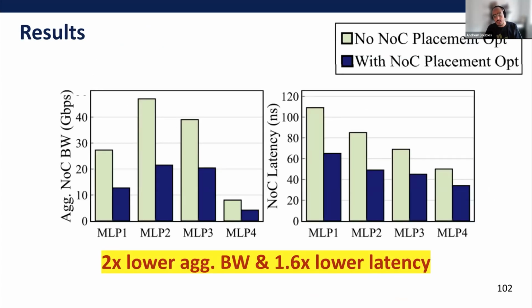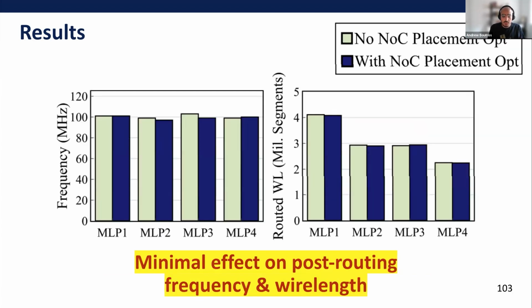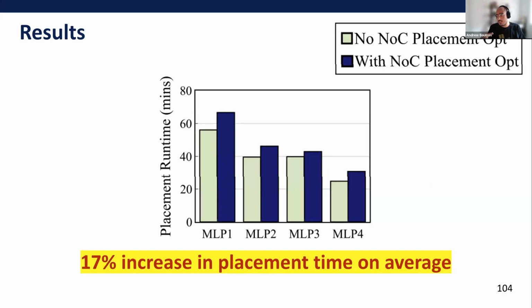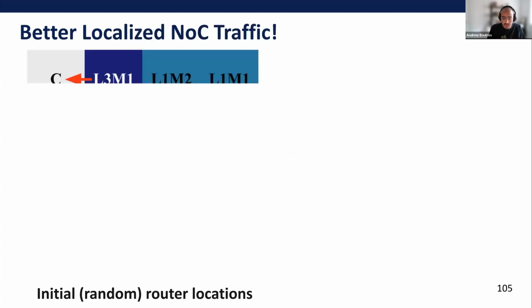Looking at the results, by experimenting with 4 different multi-layer perceptron designs, we can see that the NoC-aware VPR is optimizing the NoC metrics well. It achieves 2 times lower aggregate bandwidth and 1.6 times lower latency than when the tool is not aware of the existence of the NoC, which is something that we expect. On the other hand, it's also not affecting the frequency or the routed wire length of those applications. And since we incorporate a new optimization target in the flow, this increases the placement time by about 17% on average. So now you're optimizing for the circuit and also the NoC metrics.